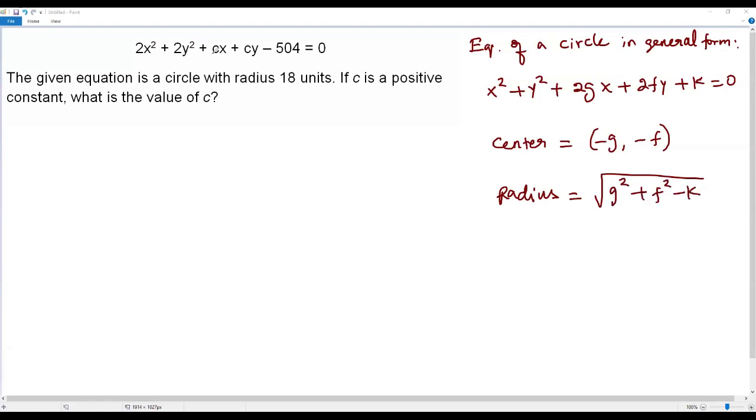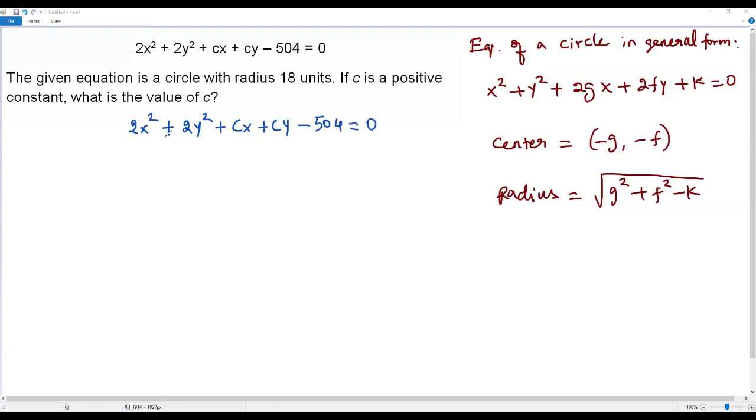Now let's consider the equation we have in our problem. It's almost in general form, but here the coefficient of x² and y² is not 1, it's 2. In the general form, the coefficient of x² and y² is 1. So our first work is to get the given equation of the circle into general form. First let me write the given equation as it is: 2x² + 2y² + cx + cy − 5/4 = 0.